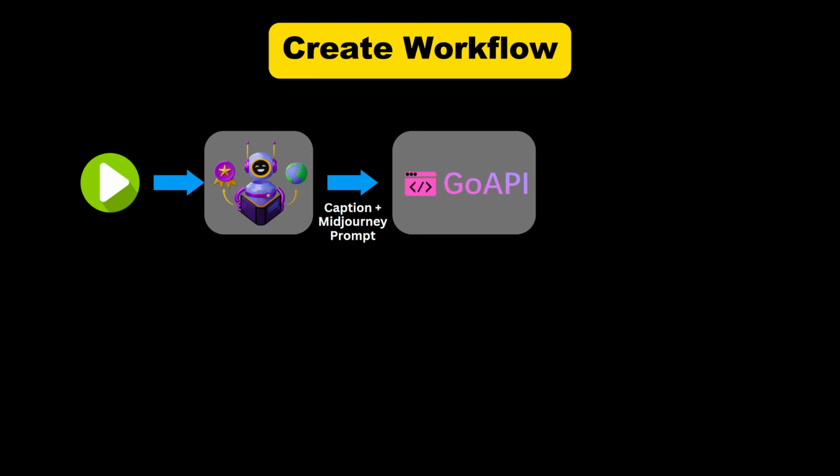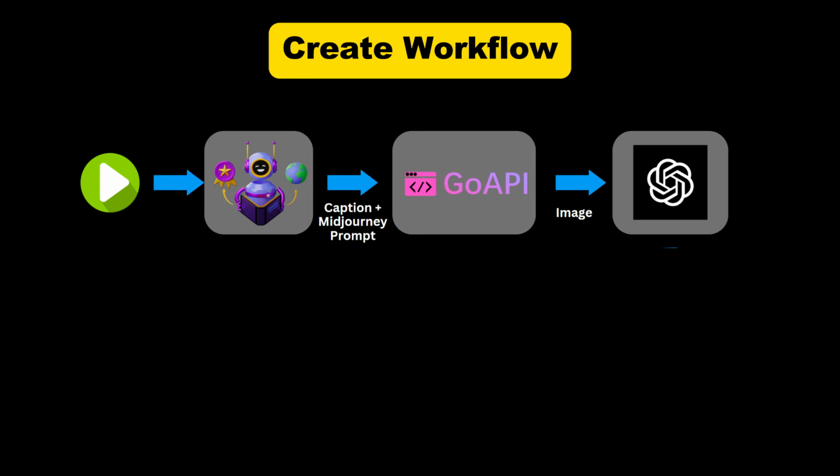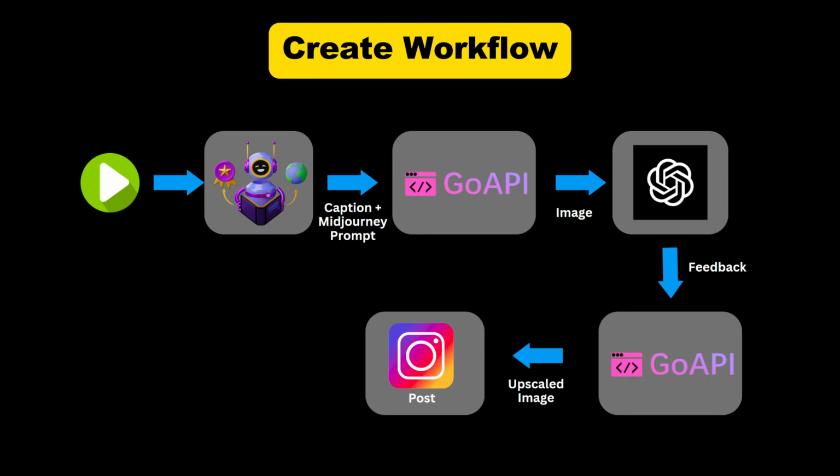This workflow will start with a trigger and proceed to an AI agent node powered by GPT4o. This node will generate an interesting post description and an image prompt for the MidJourney based on a given niche. Our workflow will then call the GoAPI MidJourney v2 endpoint to create a stunning image based on the prompt generated by the AI agent. Once the image is created, we will pass it back to GPT4o for feedback. If the image is approved, we'll move on to the final step. Finally, the workflow will use the Instagram Graph API to post the approved image and description to your Instagram profile.